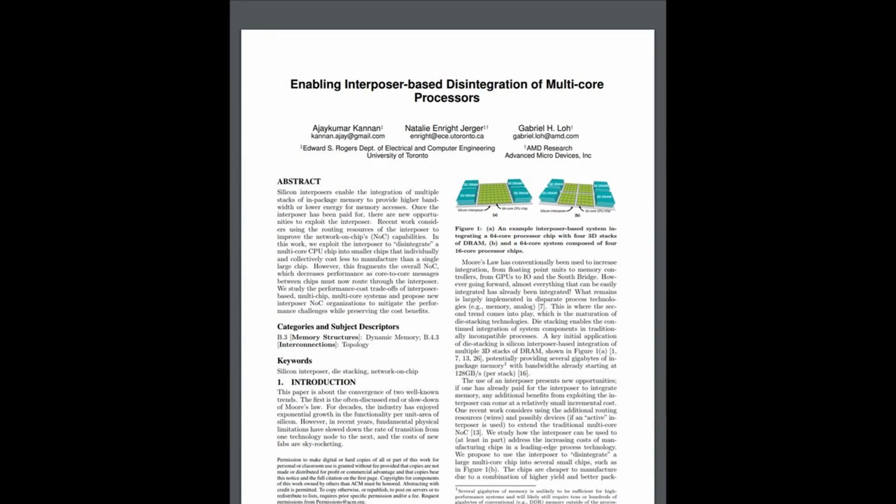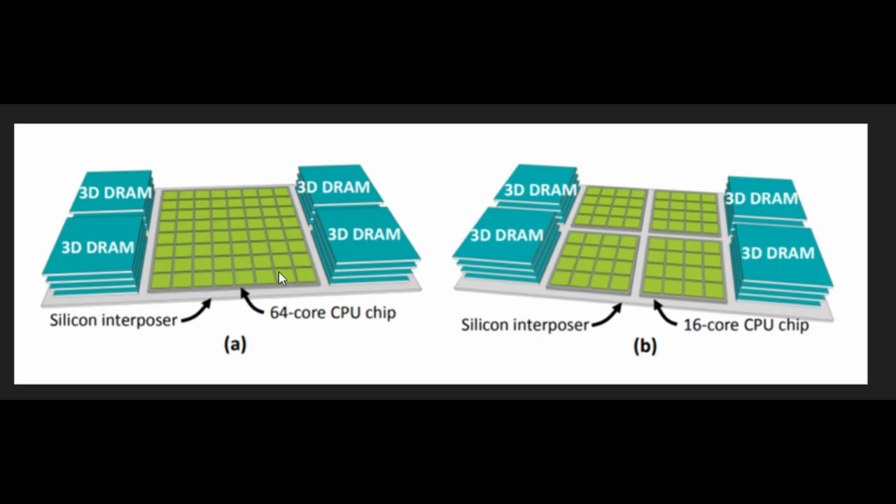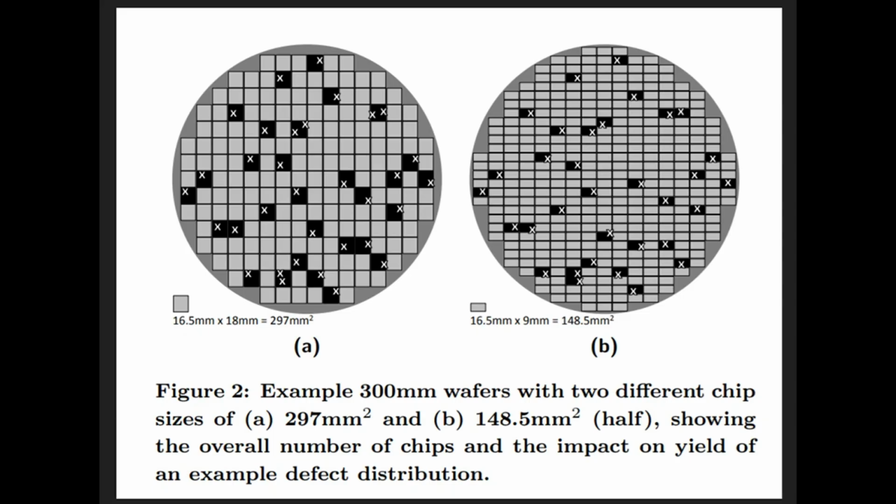But now going back to the paper, enabling interposer-based disintegration of multi-core processors. So they had this entire system, this 64-core CPU chip. What they then did was disintegrate this 64-core CPU into 4 16-core CPUs. Now, the main reason for doing this is cost. And this is something I have talked about very many times. In a nutshell, smaller chips get you higher yields and therefore more good chips on a wafer.